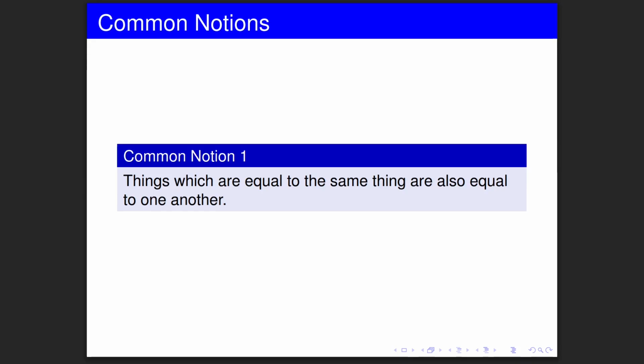Now, what A, B, and C actually are is fairly irrelevant, although we do need to know something about them in order to know how to determine whether they are equal to one another in the first place.